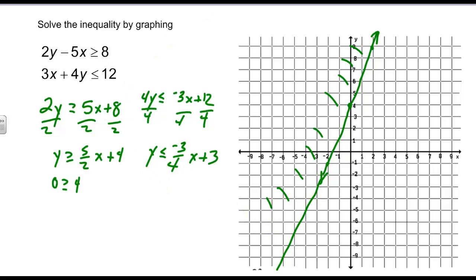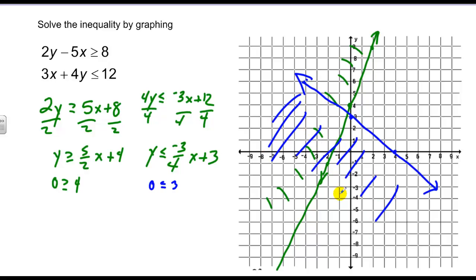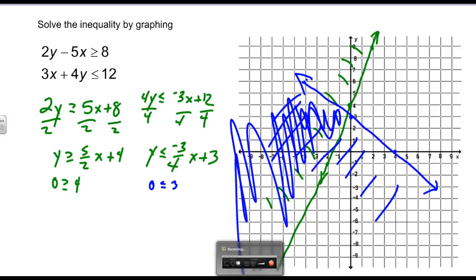And then go up to 3. Go down 3 over 4. Check 0, 0. Is 0 less than or equal to 3? The answer is yes. Double shaded region right here.